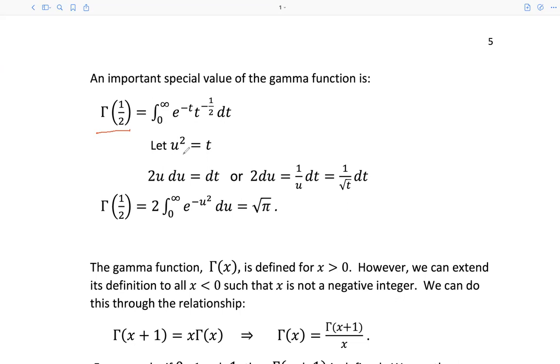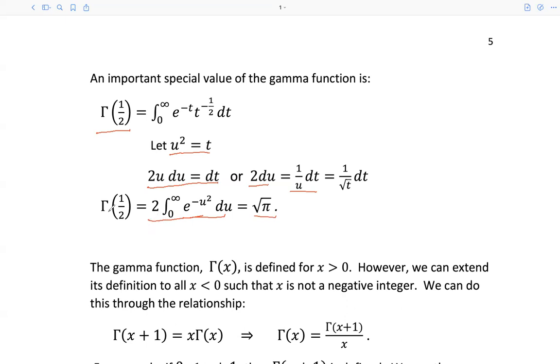So let's use the substitution method. Let's use u squared equal to t. Then t raised to the negative half becomes u raised to the negative 1, and it's easier to integrate. So 2u du will be dt. So we substitute, and 2u du over u gives us the integral of e to the negative u squared du, right? So how do we get from this step to this step? That's a proof, which we'll go through from here.